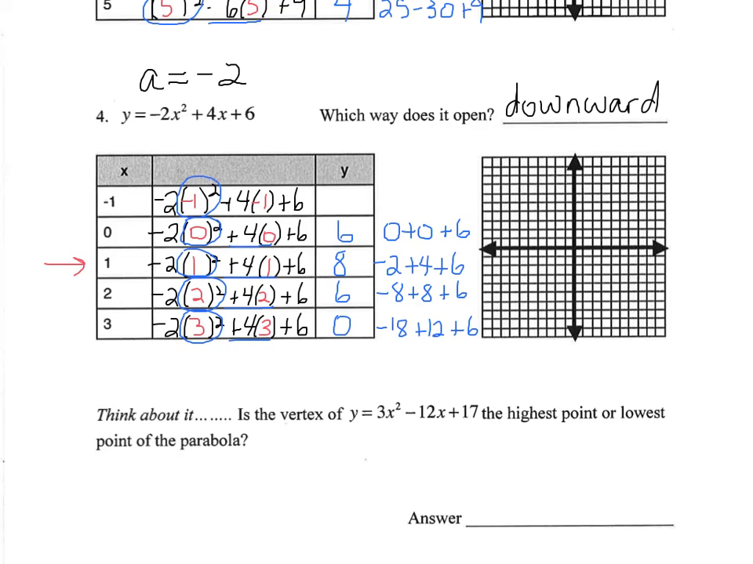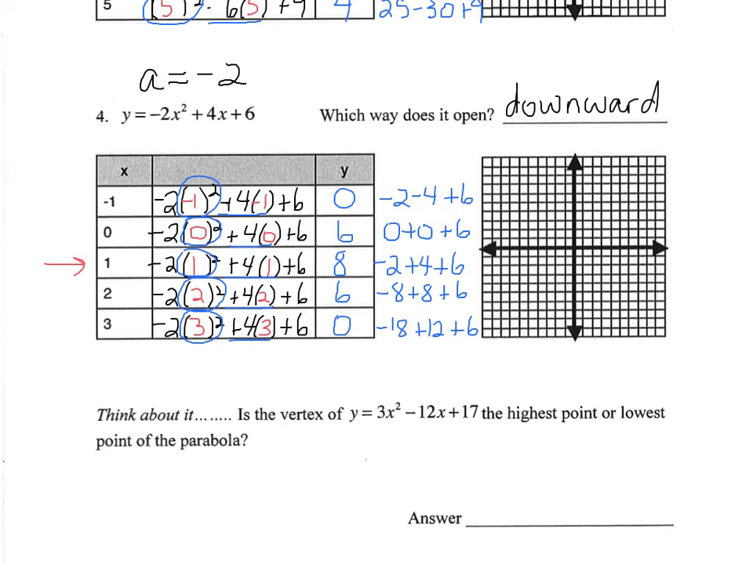I got to do negative 1 squared first, which is positive 1. Negative 2 times positive 1 is negative 2. If I take a 4 times a negative 1, I get a negative 4, and then plus 6. Negative 2 minus 4 is negative 6. Negative 6 plus 6 is 0. So let's go ahead and plot these points, and hopefully we end up with a parabola that opens downward.